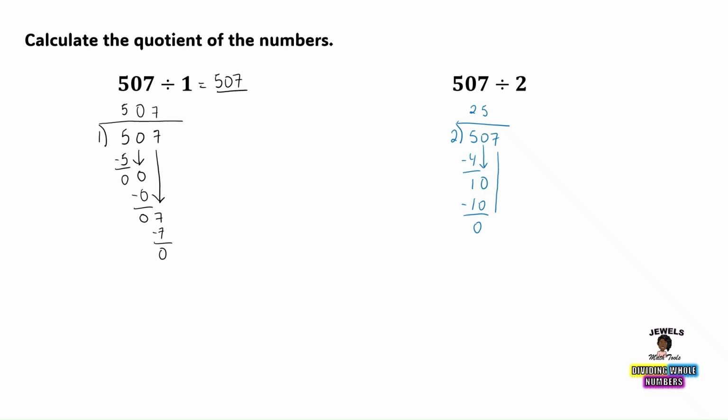We're going to bring down our 7. 2 will divide into 7 3 times. 3 times 2 is equal to 6, and 7 minus 6 gives us a difference of 1. So our quotient when 507 is divided by 2 is equal to 253, and we have a remainder of 1.